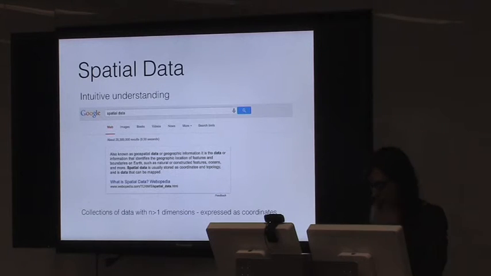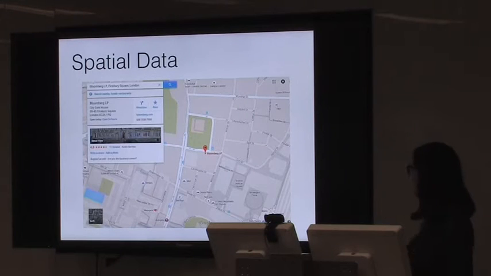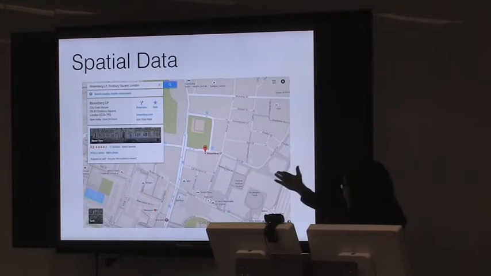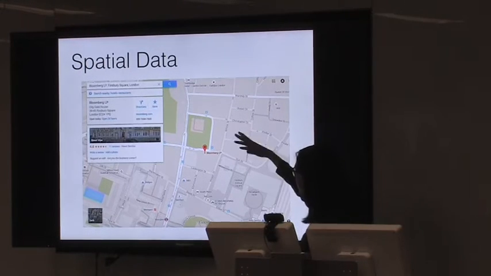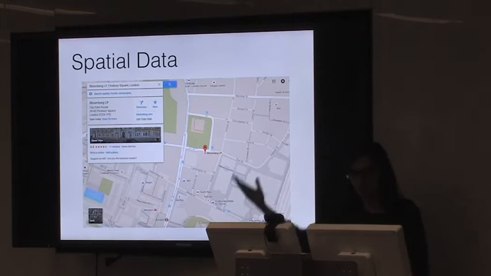For our purposes, if you've ever used Google Maps, then you know what they are. So that's what it is. This is where we are. And if you look at the URL of the page, you'll find lat longs that represent this point in some projection.